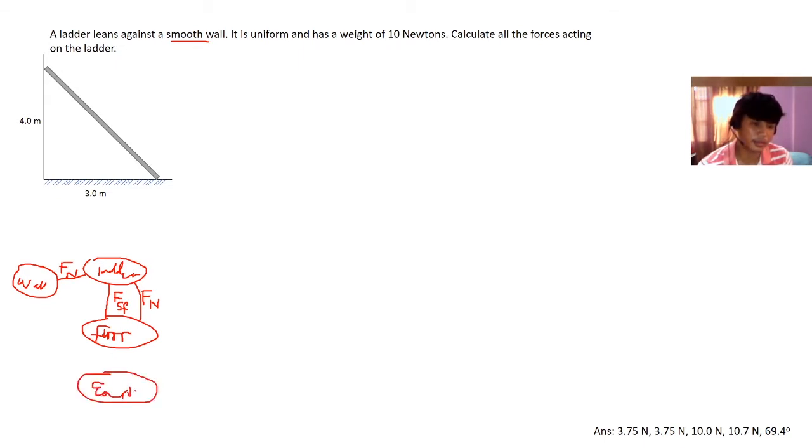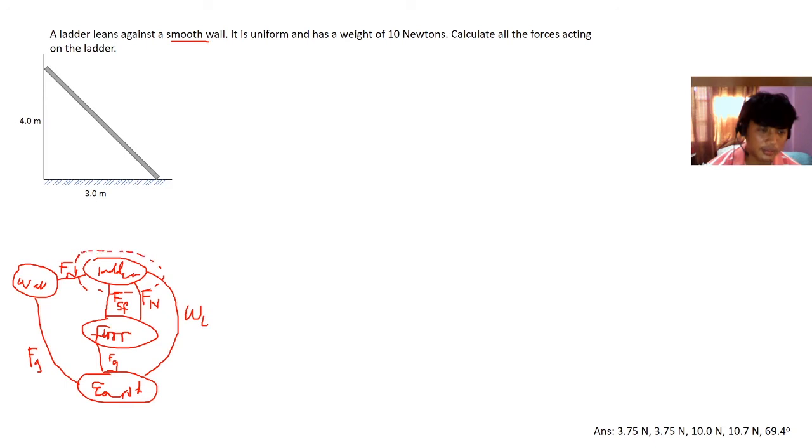And let's not forget the earth. The earth is acting on the floor and the wall, F sub G, F sub G, and also it's acting on the ladder. This is just the weight of the ladder, so maybe we call that the weight of the ladder. Now, there is only one object in our system, and that is the ladder. So apparently, all forces acting on that ladder are external forces.